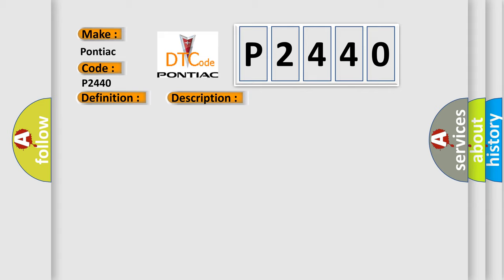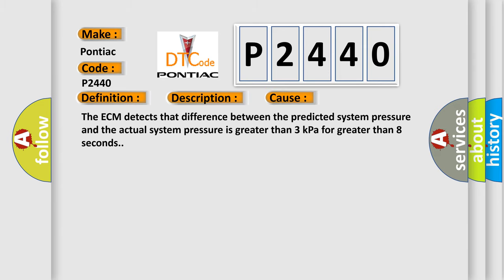The air system is commanded on. The DTC runs continuously once the above conditions are met for greater than 5 seconds. This diagnostic error occurs most often in these cases. The ECM detects that the difference between the predicted system pressure and the actual system pressure is greater than 3 kPa for greater than 8 seconds.